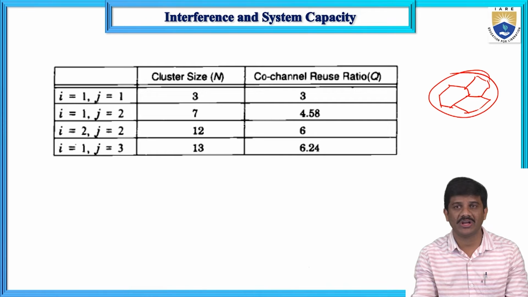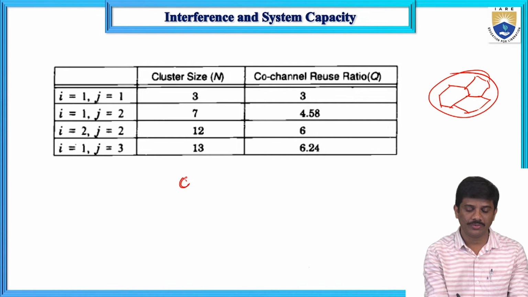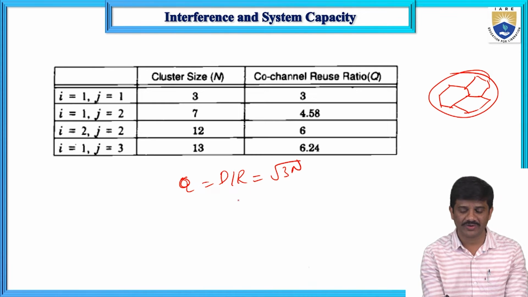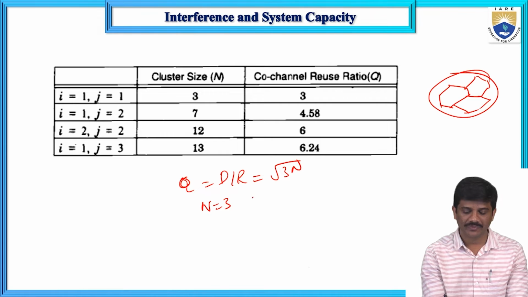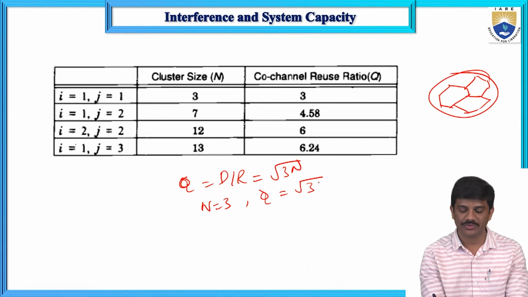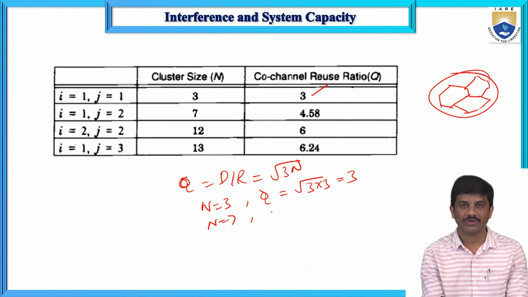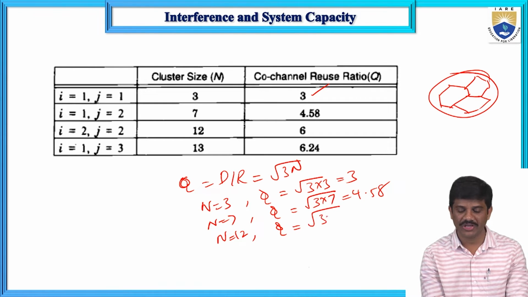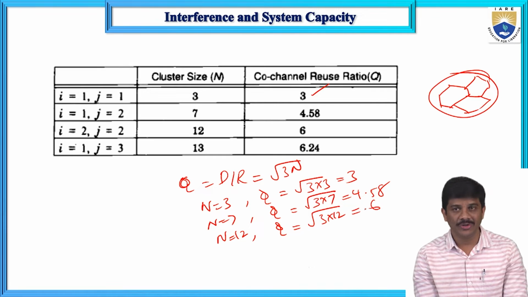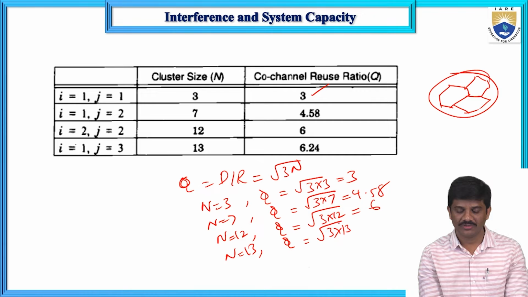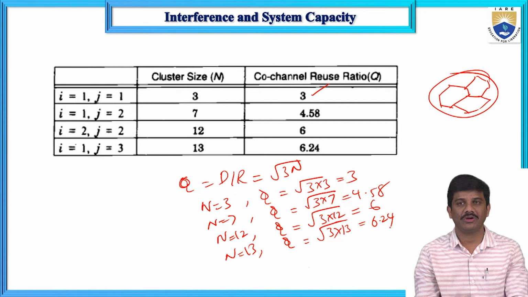For example, we have to find the Q value, the reuse ratio. Q equals D by R, equals root 3 N. Here they give the cluster size. When the cluster size N equals 3, Q equals root 3 into 3, then we get 3. The cluster reuse ratio is 3. Like that, N equals 7, Q equals root 3 into 7, then we get 4.58. N equals 12, Q equals root 36, that is the reuse ratio 6. And N equals 13, Q equals root 3 into 13, then we get 6.24. That is the reuse ratio.